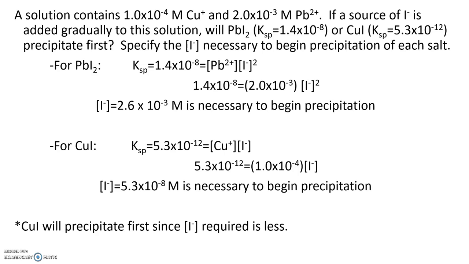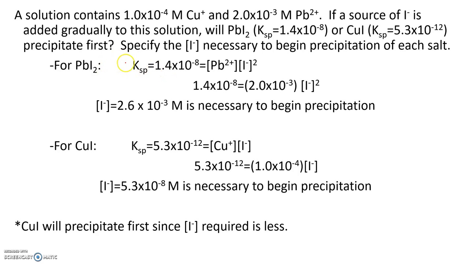And so it says a solution containing a copper ion concentration of 1 times 10 to the negative fourth and 2 times 10 to the negative 13th molar lead solution. If a source of iodide is gradually added to the solution, the question is, will lead iodide precipitate first, or will the copper iodide precipitate first? And so it's asking you to specify the iodide concentration that's necessary for the precipitation to occur. And so the way that we're going to do that is simply by using the Ksp for each value, or the Ksp expression.